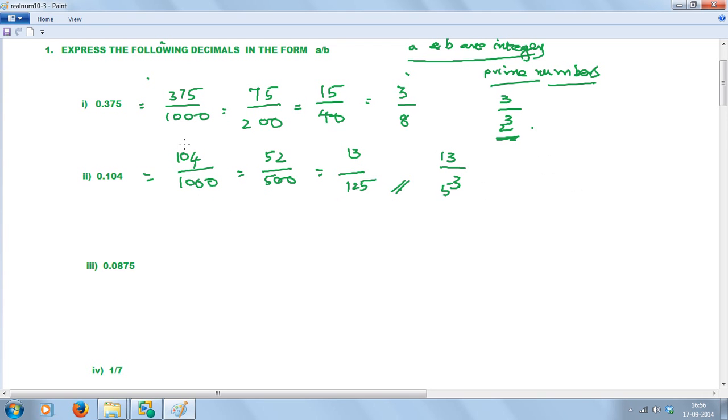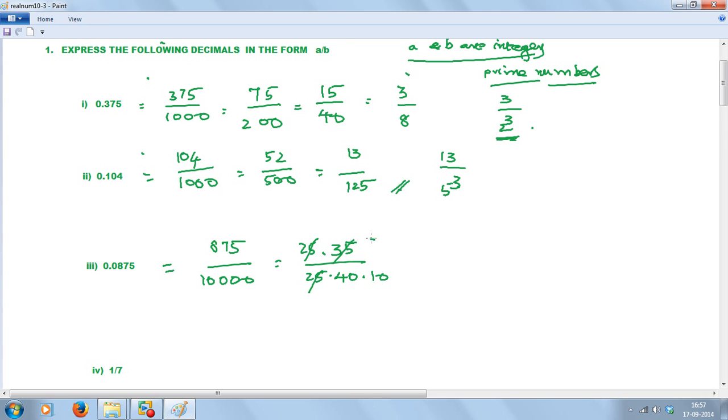So we'll do some more problems. What is this? 0.0875. So we will do some exercise so that we'll get used to it. Now this is equal to 875 multiplied and divided by 10,000. You can write 875 as 25 multiplied by 35, and the denominator 25 multiplied by 400, so this 25 will get cancelled.